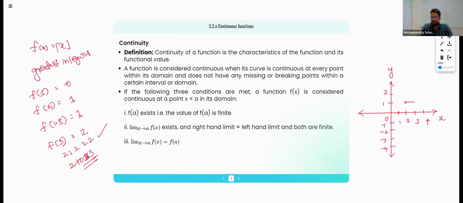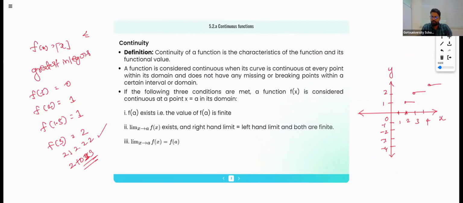So f of 2 will be 1, whereas the function is defined as the greatest integer less than or equal to that number. For example, f of 2 will be 2, whereas anything from 2.5 to 3 will be this number. Again, it will be jumping here. So the graph will be going like this.